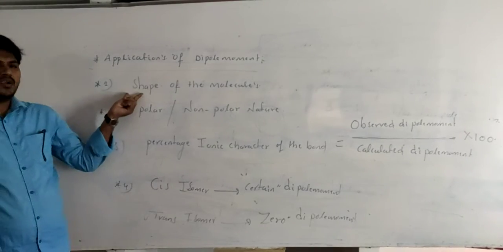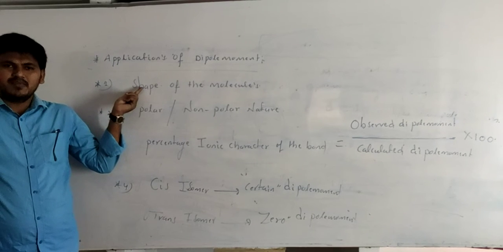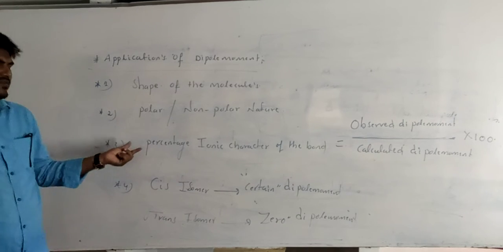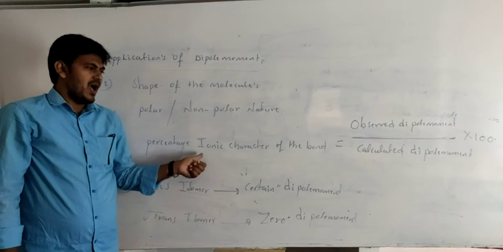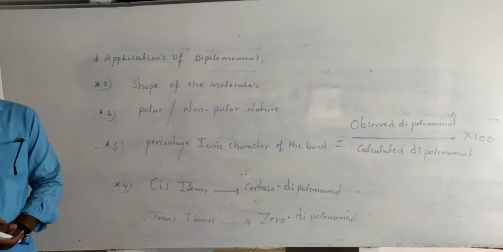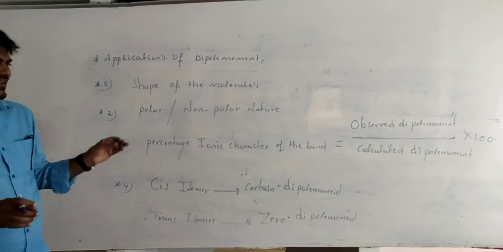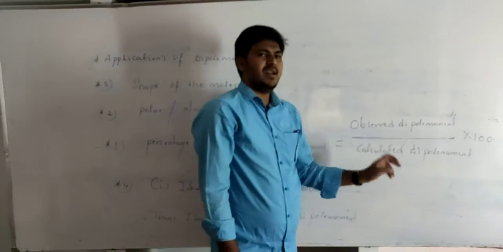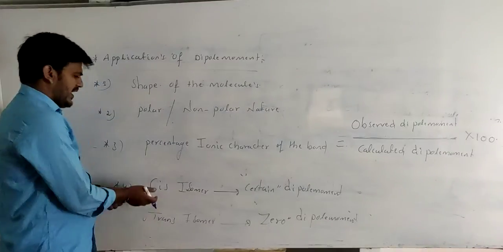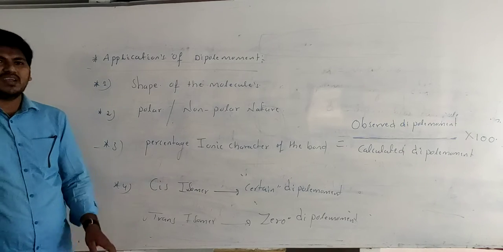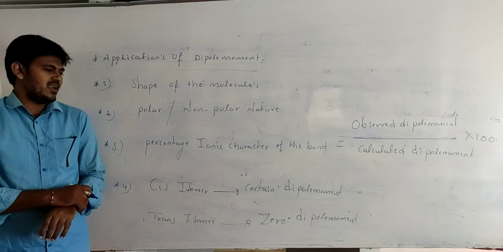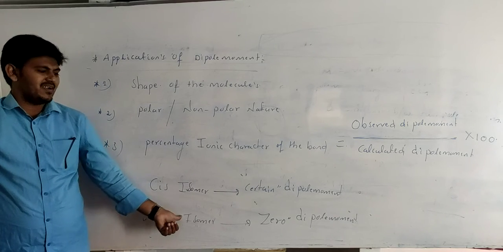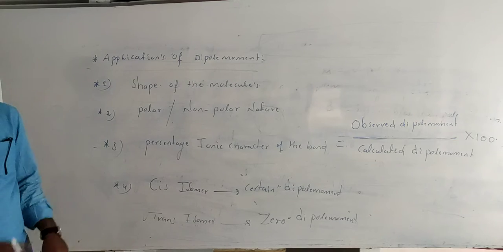So first one, to predict the shape of the molecules, symmetrical or unsymmetrical. To predict the polar and non-polar nature of the molecules. Next one, to determine the percentage ionic character of the bond. So percentage ionic character of the bond is equal to observed dipole moment by calculated dipole moment into 100. And next one, cis isomer, same side of the double bond. Cis isomer contains a certain dipole moment. Trans isomer contains zero dipole moment. So this is dipole moment.